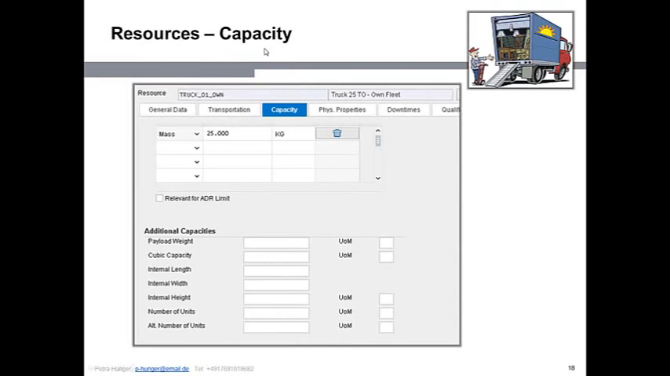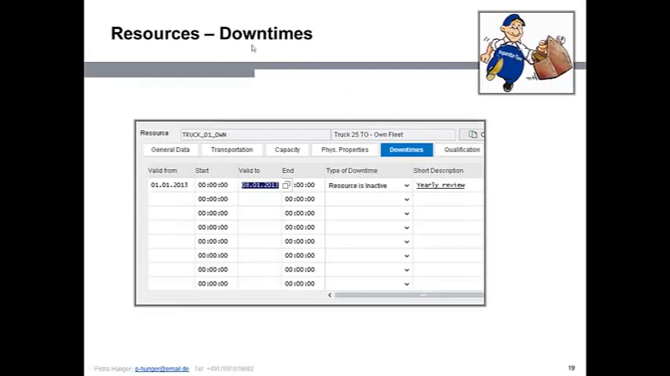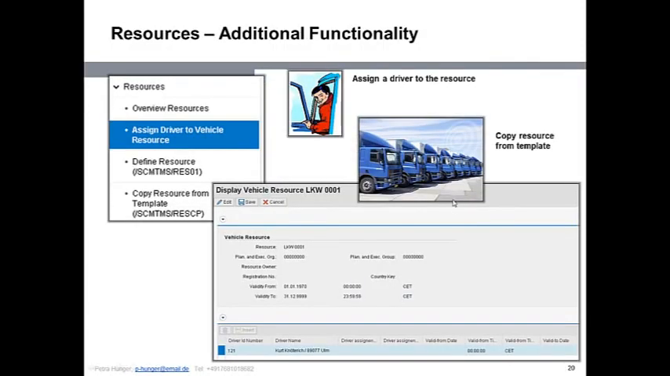Then we have the capacity, of course. You can see here what is fitting in. I said already, this is 25,000 kilograms or 25 tons. And here you have more capacities. Then you can define downtimes. So you can say that, for example, from the 1st of January 2013 to the 8th of January, this resource is inactive. And you can provide a reason, for example, yearly review. And then in addition, below the resources where you can create it, you can also assign a driver to the resource.